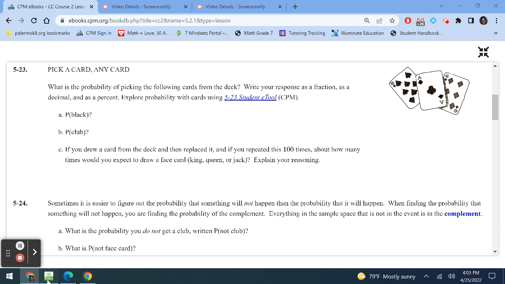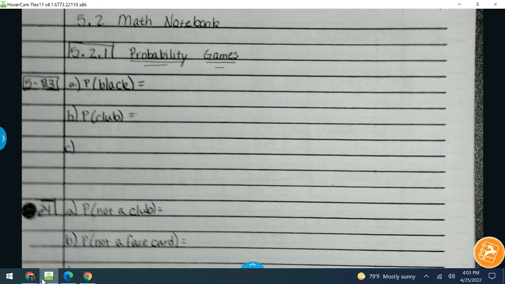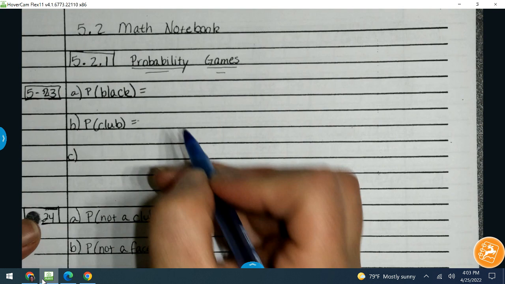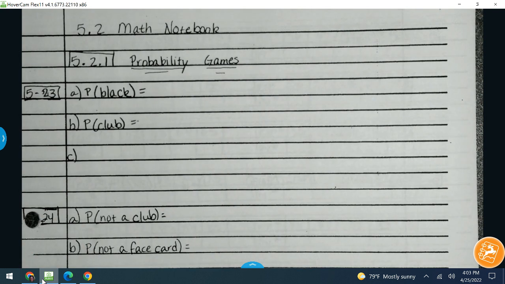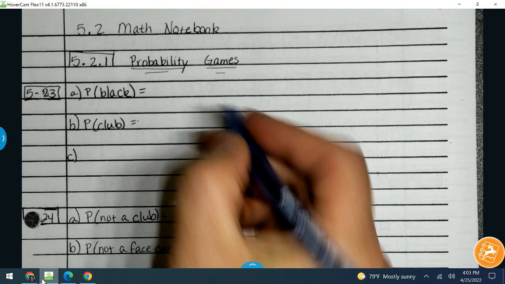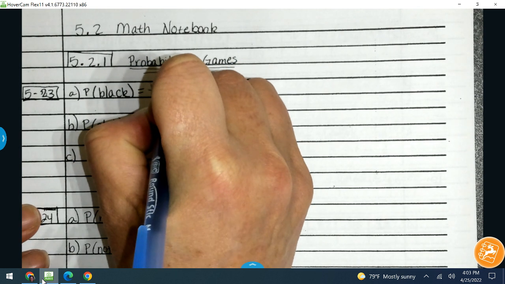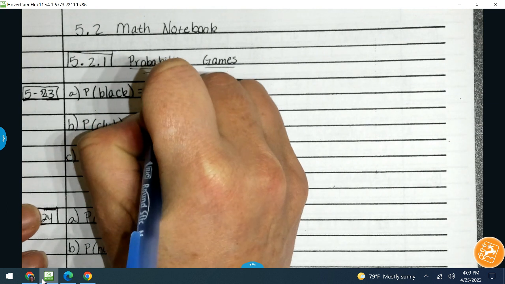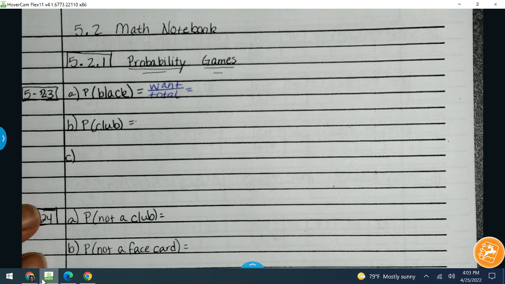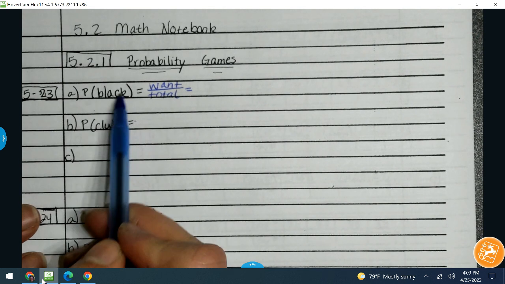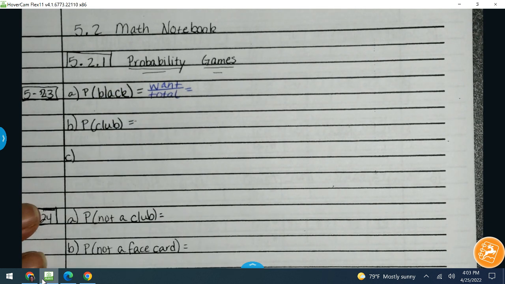So I want to remind you, kind of like what we did in chapter 2, the probability is desired events divided by total number of events, all the possible outcomes. I don't write it like that. Rather, I write it as what you want over the total.